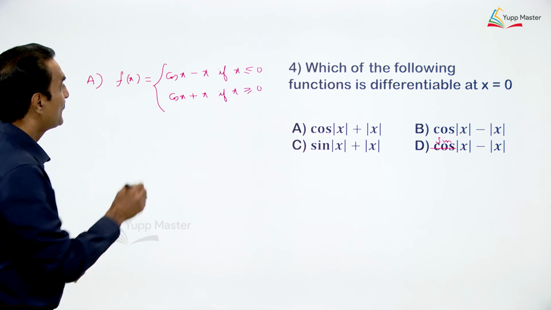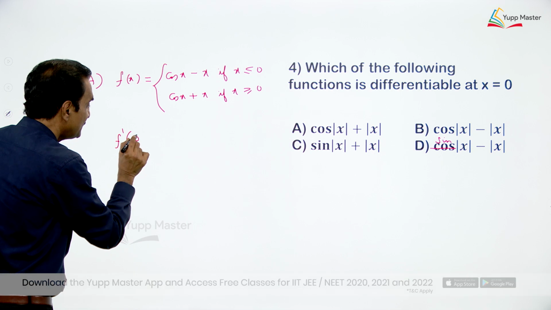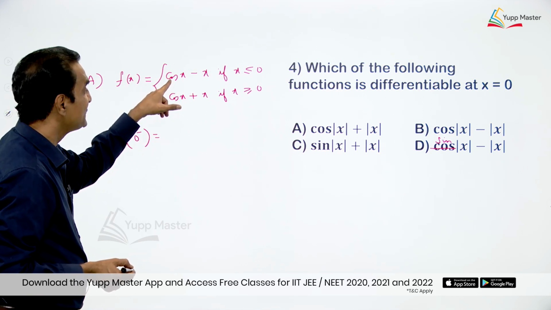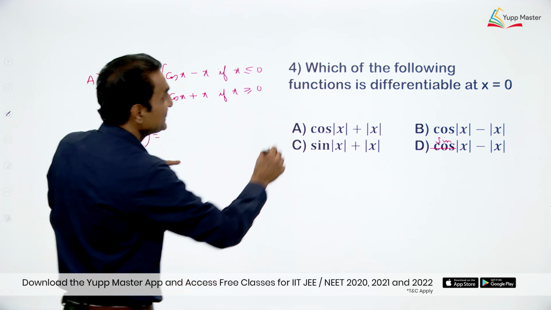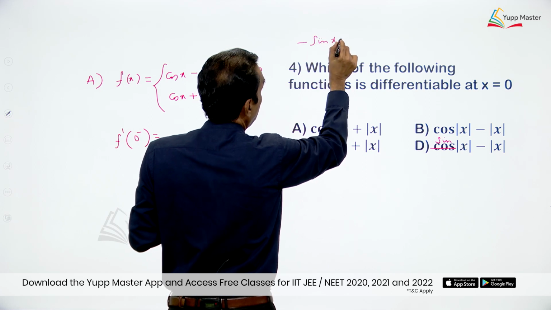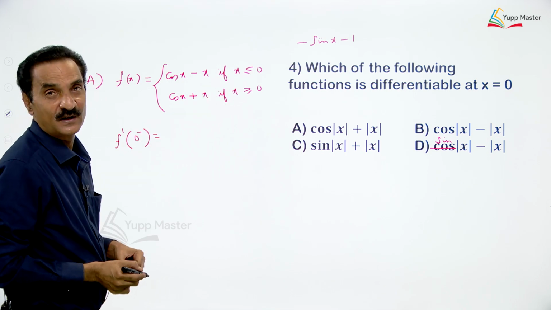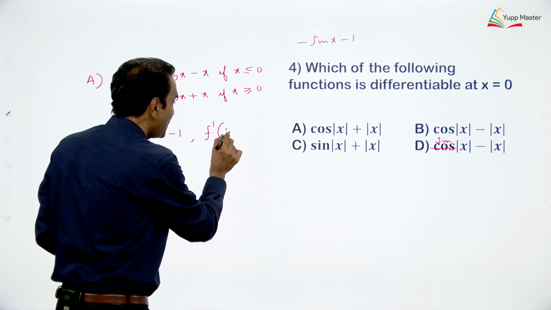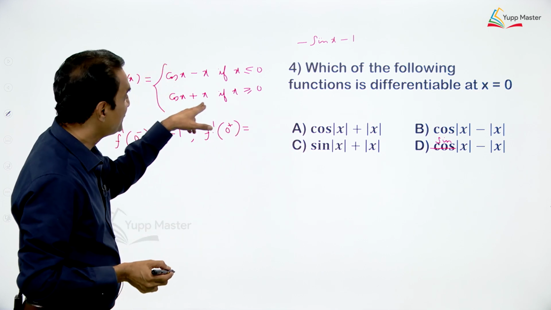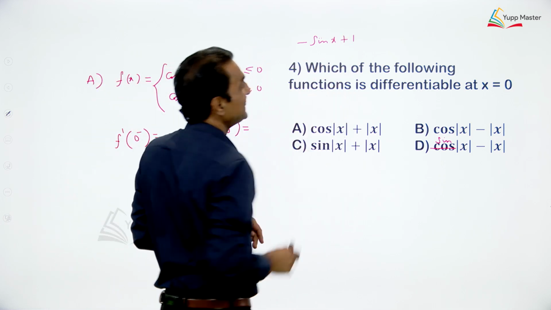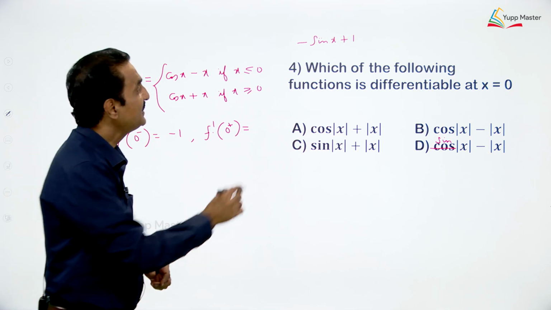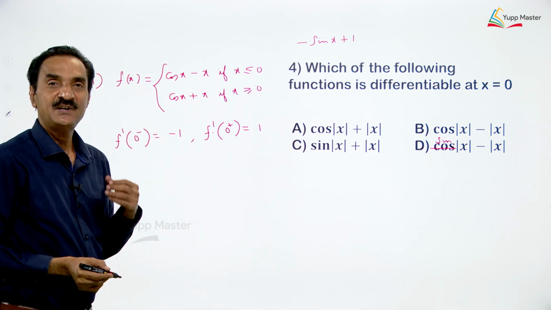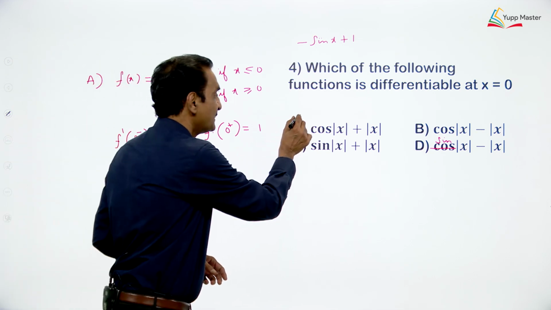How to check the differentiability at 0? At 0, f dash 0 minus, left hand derivative. If you want, you directly differentiate and put x is equal to 0. Derivative of cos x is minus sin x, minus 1, so minus sin x minus 1. Put x is equal to 0, what are you getting? Minus 1. Similarly, f dash 0 plus, right hand derivative. You have to differentiate this and put x is equal to 0. Differentiating this, you will get minus sin x plus 1. Putting x is equal to 0, how much are you getting? Minus sin 0 plus 1. Sin 0 is 0, so you will get 1. These two are not equal, so it is not differentiable at 0. So, this is not correct.